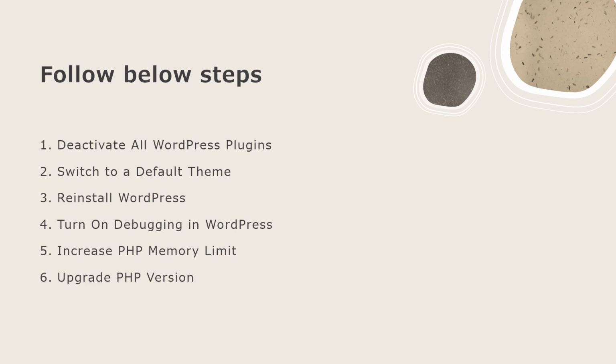Then you can switch to the default theme, and if your website is working, then the issue is with your currently activated theme. So now you got the idea: you can debug your theme and you will get the proper troubleshooting steps. You can fix it. The third option is to reinstall WordPress.